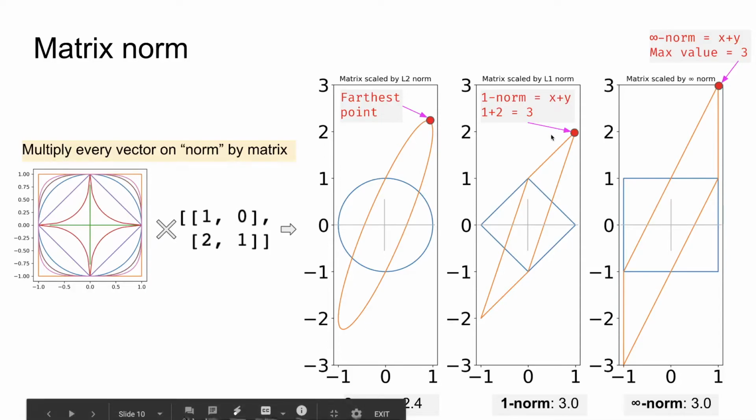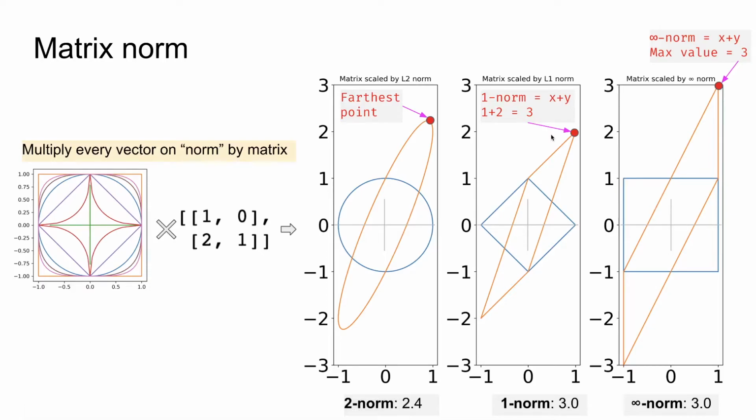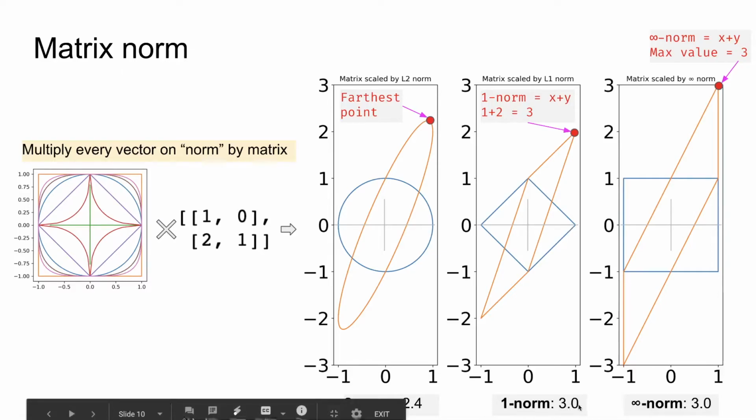Similarly, for the L1 norm, as we can see here, this is a rotated square, and when we scale the matrix by this norm, we get the orange rhombus type of shape, where again this would be the farthest point from the origin. If we look at the value of that point, it's 1 on the x-axis and 2 on the y-axis, so 3. So the L1 norm for that is 3.